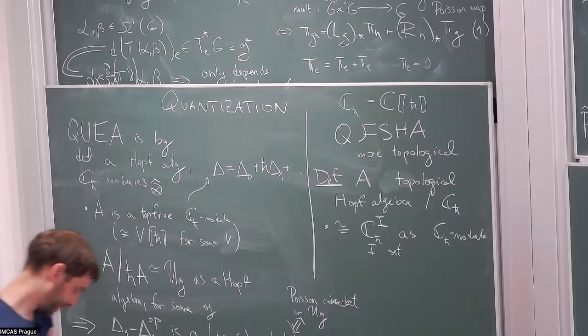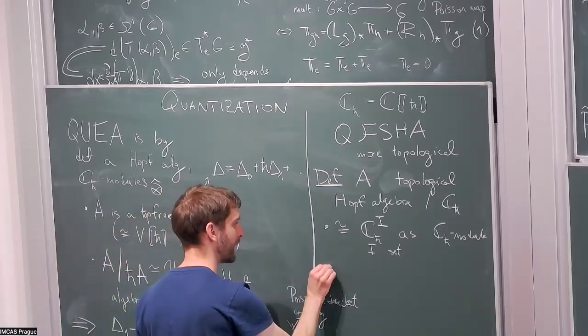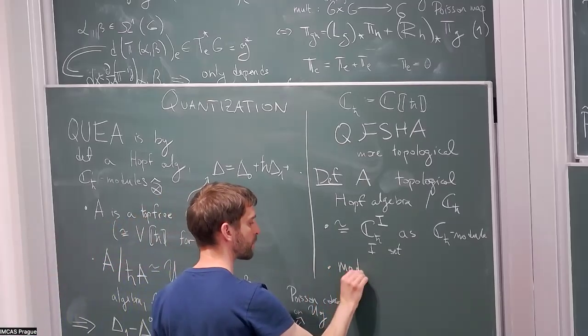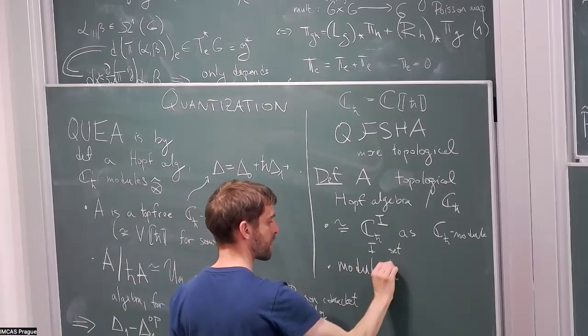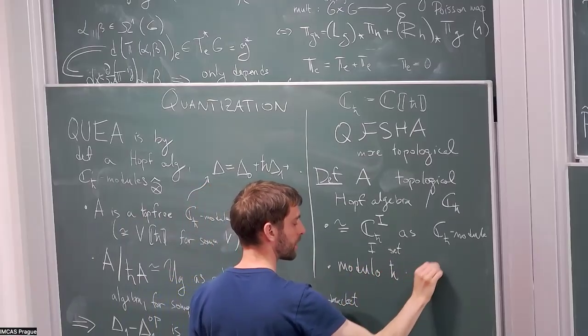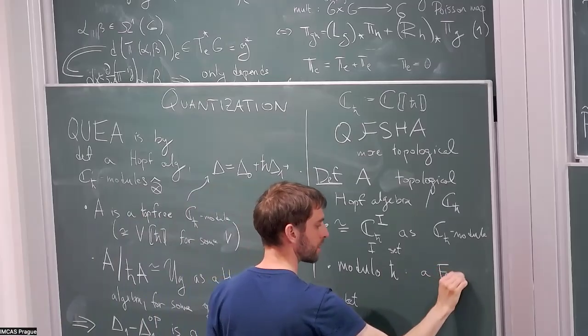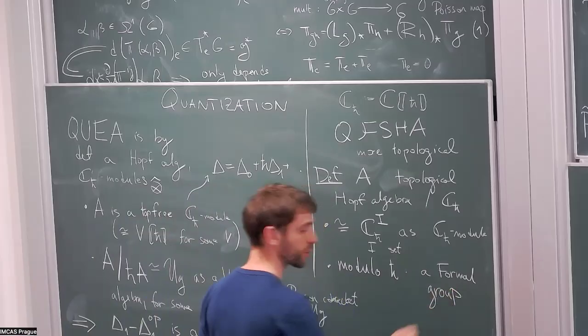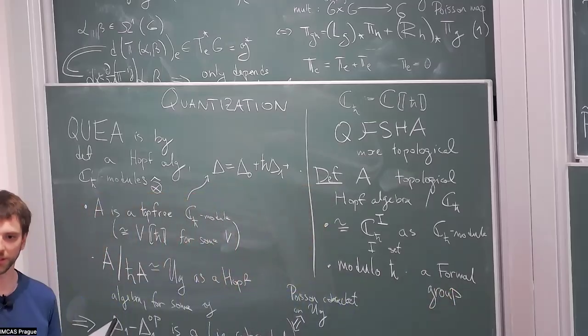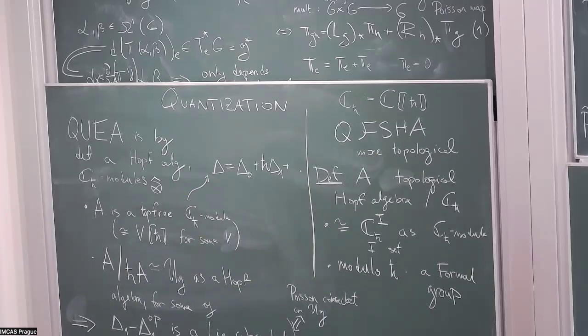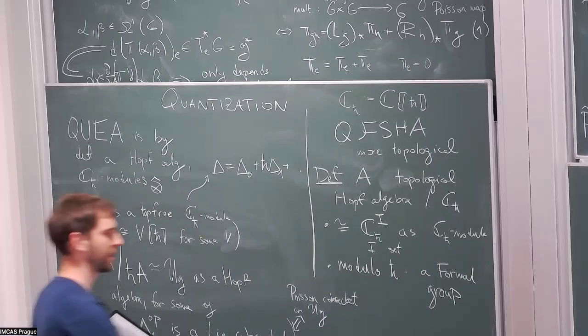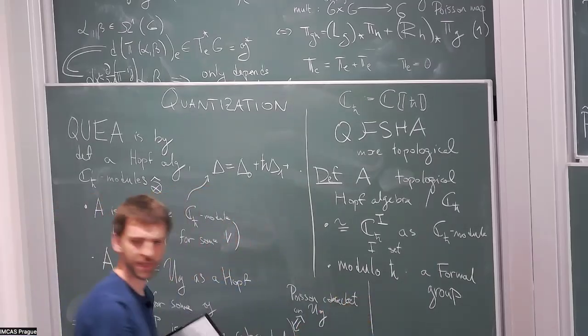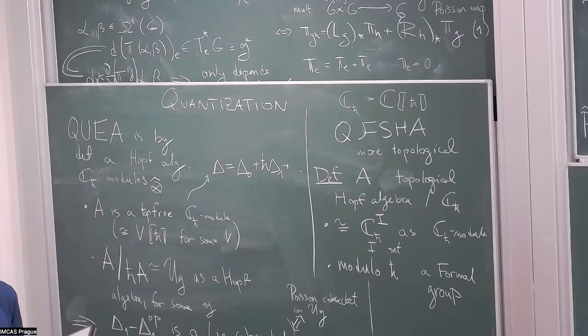Let me say one more thing. If you again reduce this modulo H bar, you get a formal group, which is already a topological object. So there's topology remaining. And again, you get a Poisson bracket by the obvious nonsense.